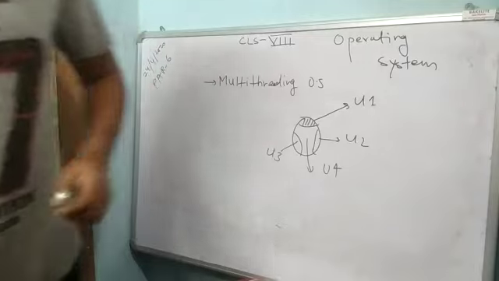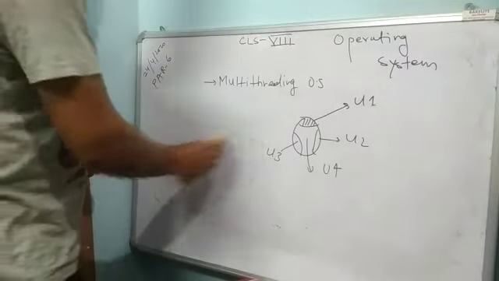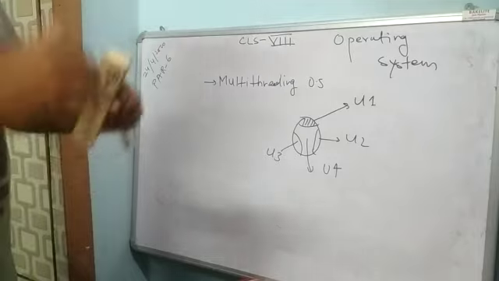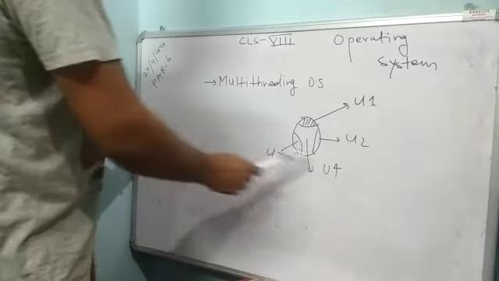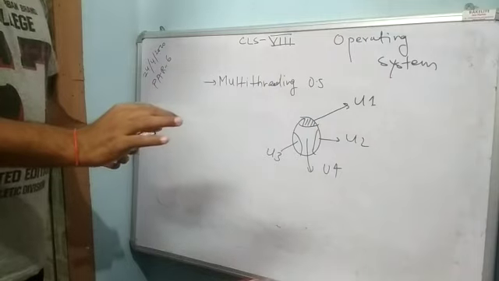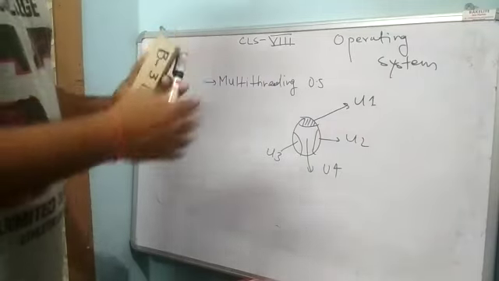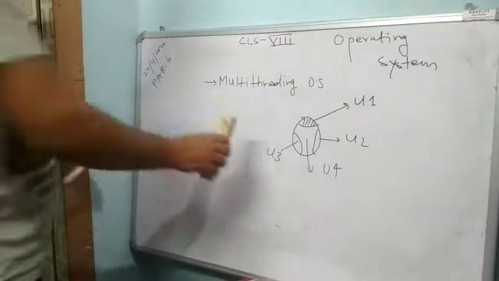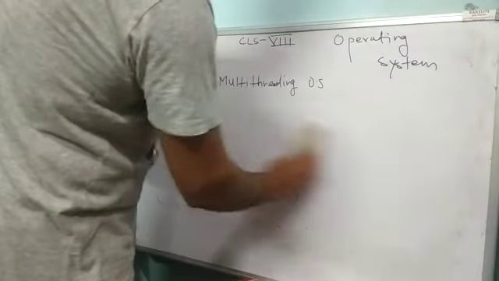Let's discuss a little deeper about it. I hope you have understood the role of the multi-threading operating system. It actually allows multiple users to access the same program, even different parts of the same program, simultaneously.